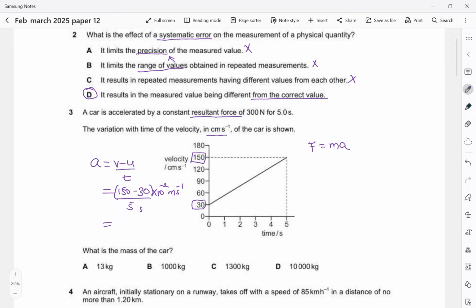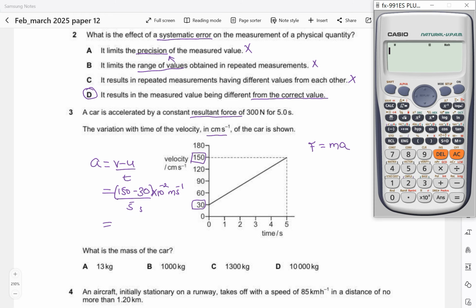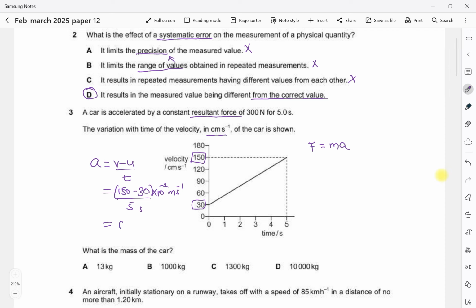So the acceleration is going to be 150 minus 30, so that is 120 divided by 5, times 10 to the power of minus 2, which gives us 0.24. So the acceleration is 0.24 meters per second squared.